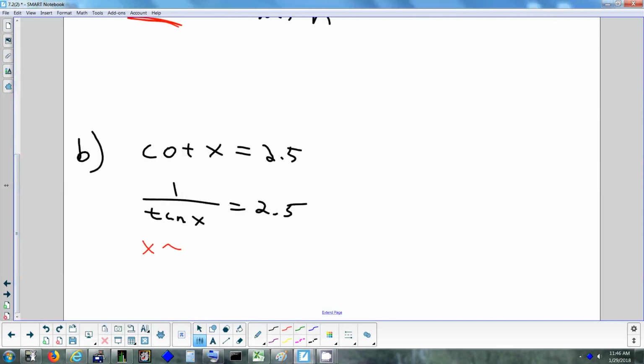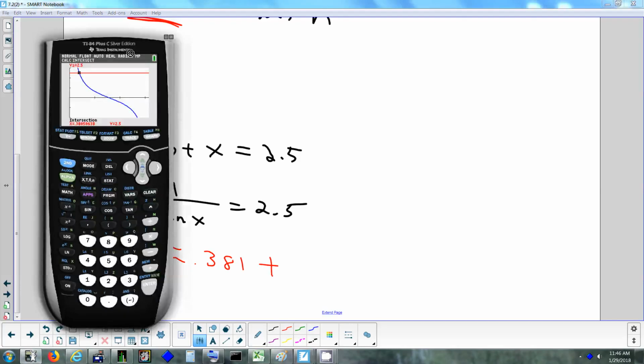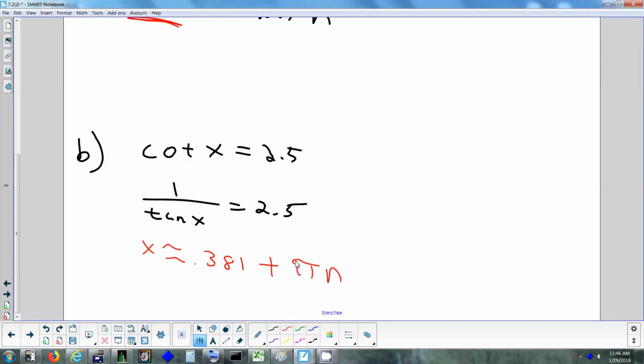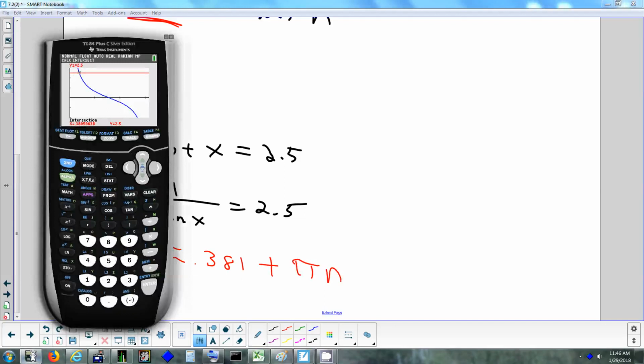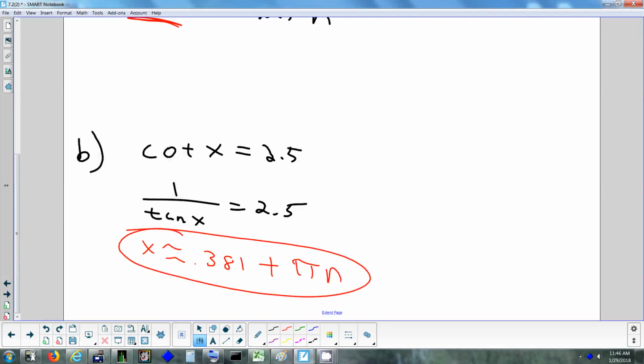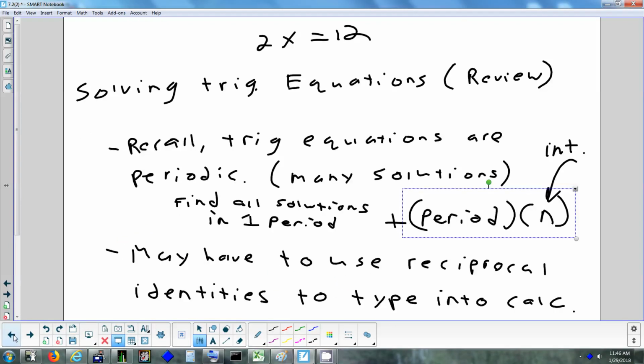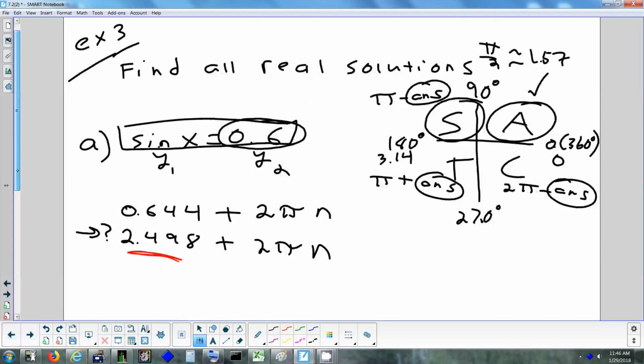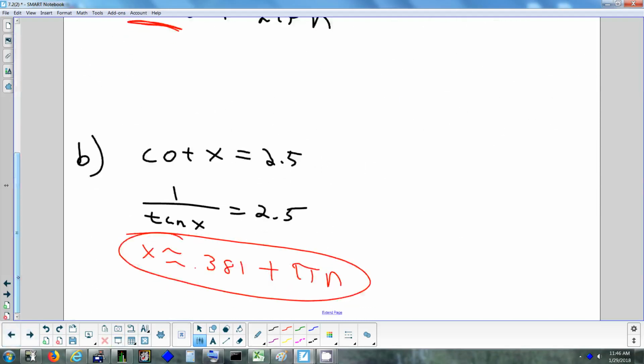And it's 0.381. Now 0.381 is the first solution. How many units later is the next answer going to be? Pi units later, exactly. So had I left that other graph on the screen where you could see 2 of them at the same time, the next solution would have been 0.381 plus 3.14, whatever that comes out to. Any question on that one? All right.